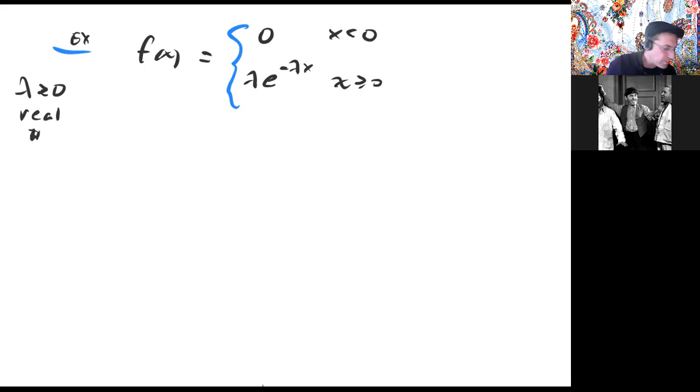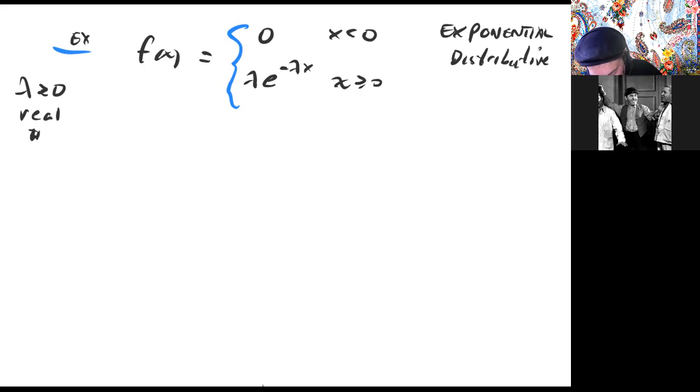It's just a parameter. This is called the exponential distribution. And it's usually used to model waiting times or things like how long a light bulb will last. And so this is a very useful distribution. And I claim it is a probability density function. So let's see why.